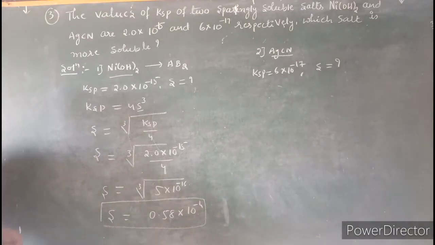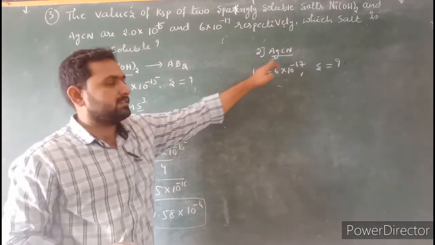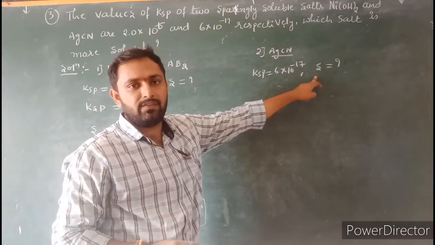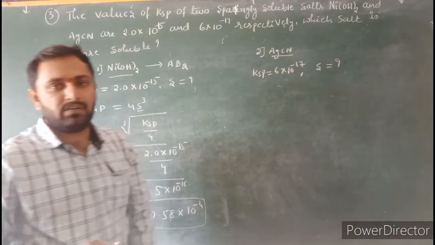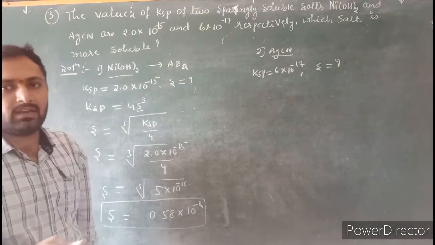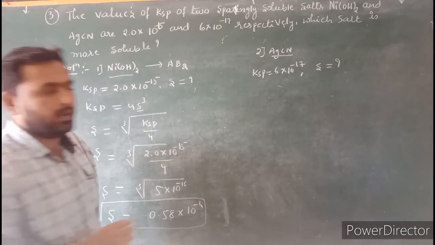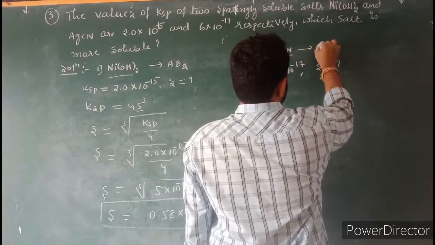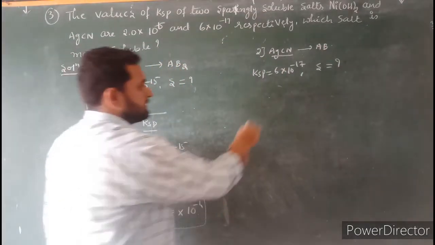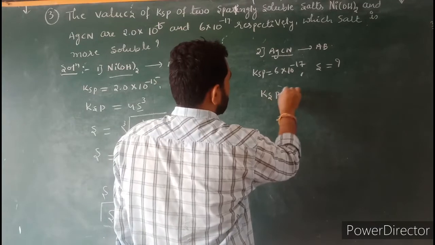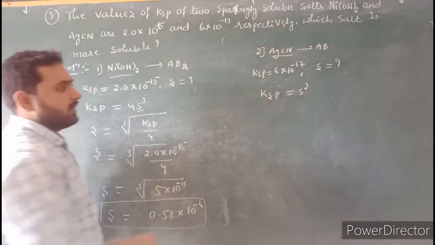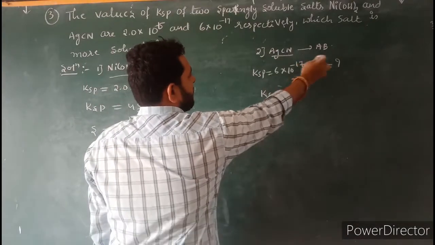Next, let us calculate solubility for silver cyanide. What is the relation between solubility product and solubility for silver cyanide? Which type of electrolyte is it? Here the ratio is 1:1. The ratio is 1:1, so it is an AB type of electrolyte. For AB type of electrolyte, the relation is Ksp is equal to S square. This is the relation between solubility product and solubility for AB type of electrolyte.